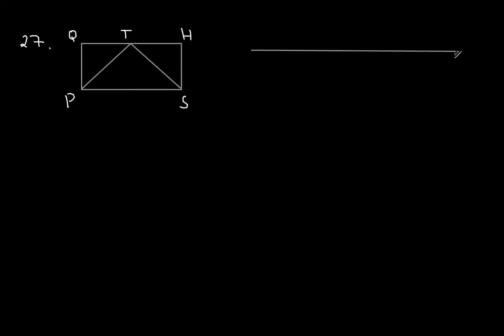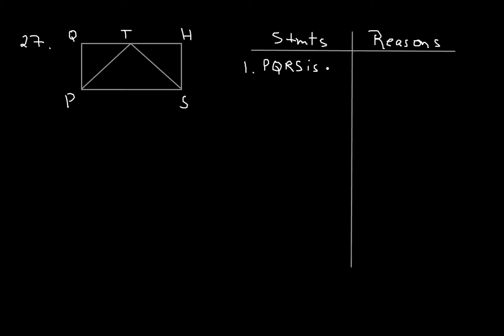These are pretty simple proofs. I don't think they give you much information like in the lessons how to do these, but we'll figure them out. We have statements. That's why we did geometry last year for those that were in it. And reasons. First thing is we are given that PQRS is a rectangle. And we're also given that T is the midpoint of QH, and these are given.